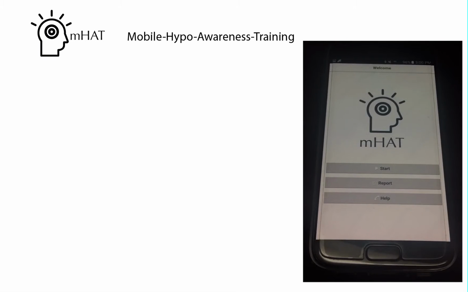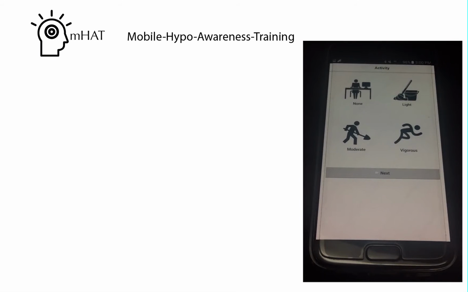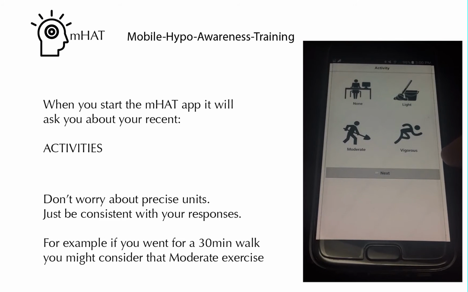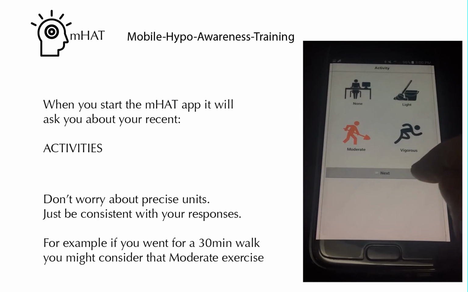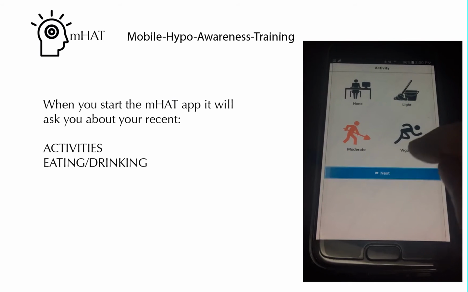Okay, so now we're going to see an example of someone actually using the app. It's quite quick, only takes about 60 seconds to complete the app. The first screen is to do with your activities. So you just indicate what level of activity you've been engaged in recently. The main thing is that you're consistent with your responses. So a 30-minute walk you might consider to be moderate, just keep on using that definition.